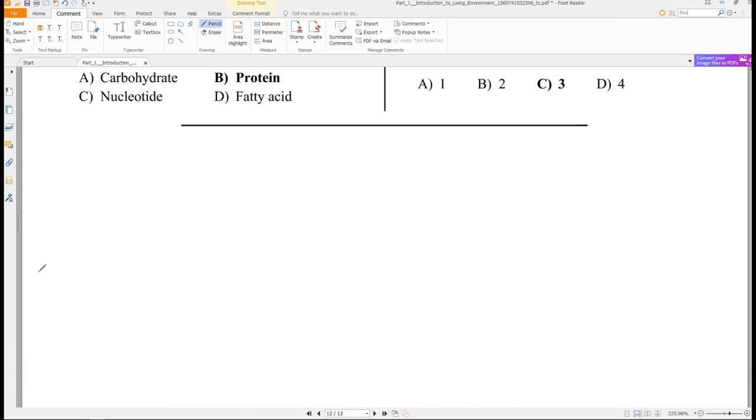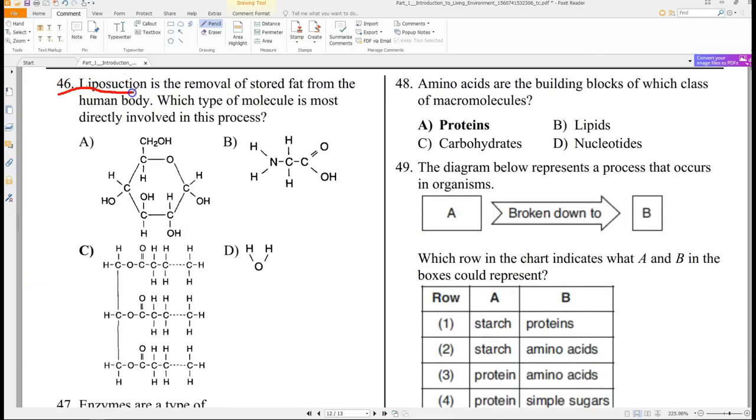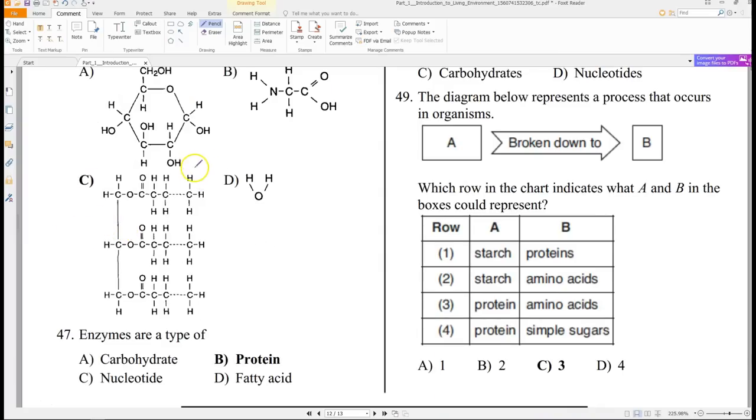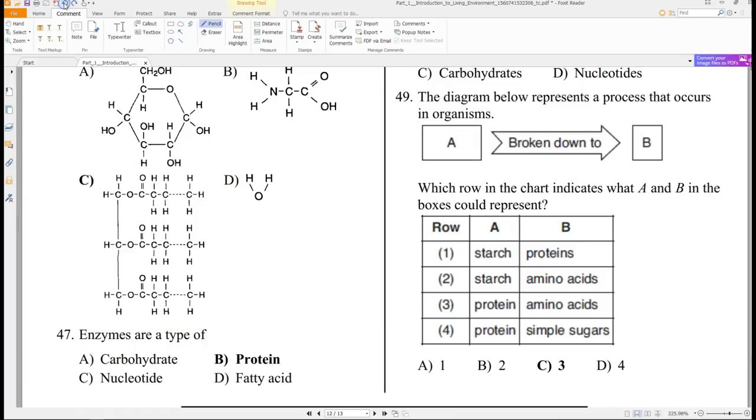We are reaching our end. This is our last question, a couple of questions. Liposuction, lipids, fats is the removal of stored fat from the human body. Just work it out. You can do it. What type of molecule is most directly involved in this process? A lipid. What do lipids look like? This guy right here. When you see a structure that looks like a ladder, these long chains, that is a lipid.